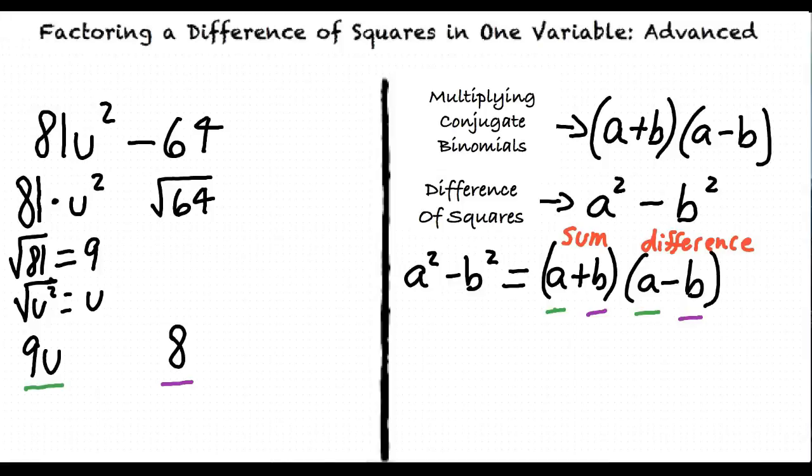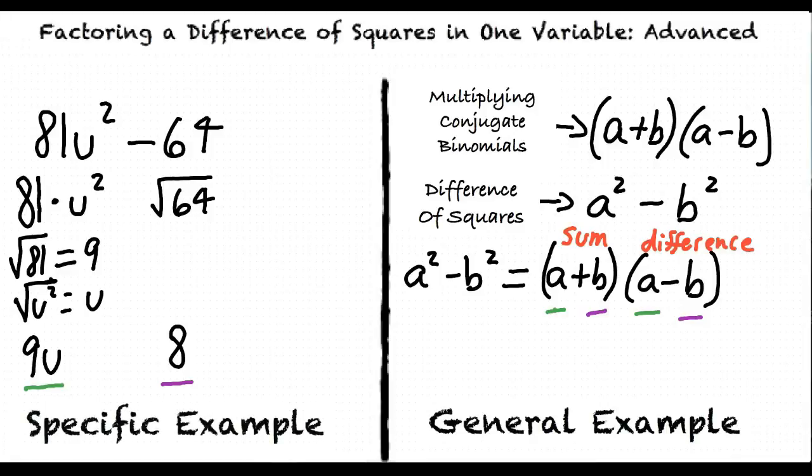Yeah, but what about the number in front of the u? Good question. The a term in the general example consists of the entire term in our specific example. So 9u is represented by a, in the same way that 8 is represented by b.